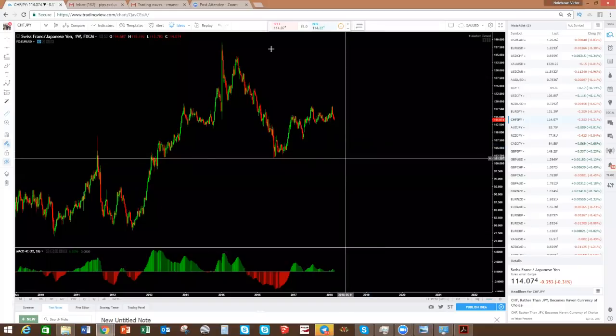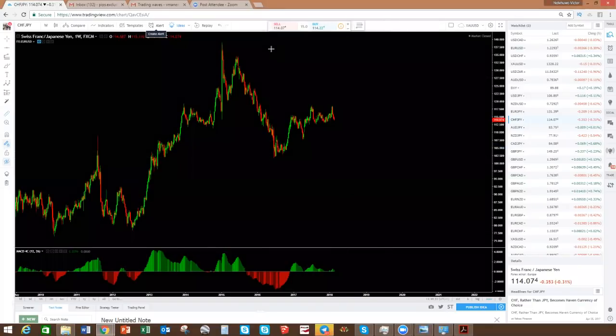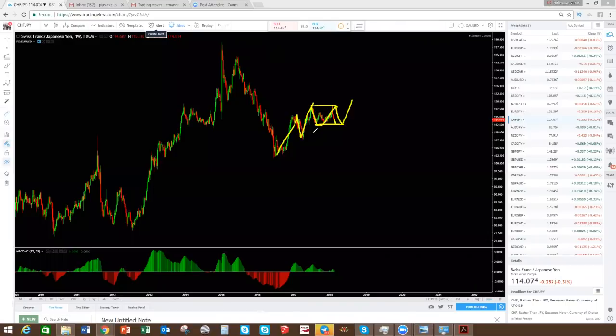CHFJPY on the weekly, we're looking for this move. It's not a small move because I'm on the weekly time frame. Remember, this is not a small move. We're targeting that it will come to that level. You can see here you've got a 1, 2, 3 three-wave move. You're getting a 1, 2, 3 correction. You may get another move to the upside, similar to what we're looking for.